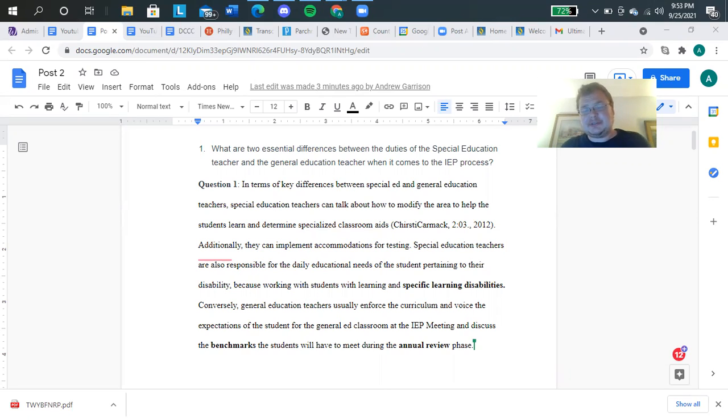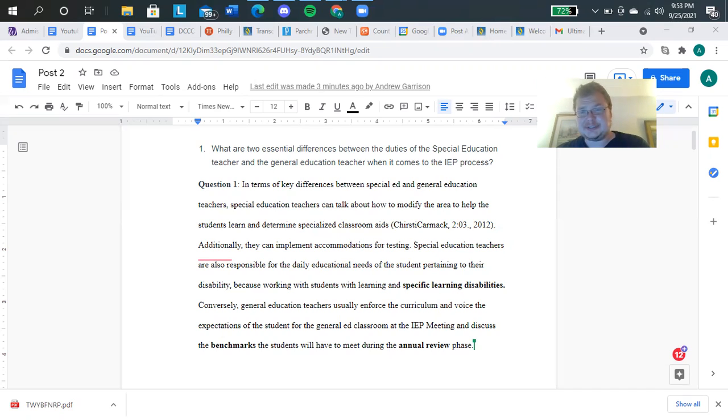General ed teachers are usually in charge of just curriculum and making sure that students are meeting their annual goals according to their IEP, and that can be discussed at the annual review part of the IEP meeting or IEP process, and that they're meeting each goal and functioning well. And if they're doing really well, some of the accommodations can be taken away. So that's something that the general education and special education teachers have to talk about.